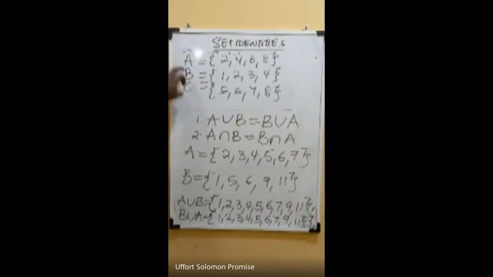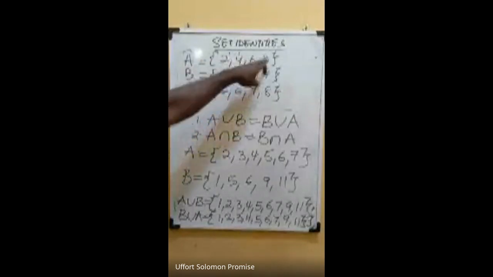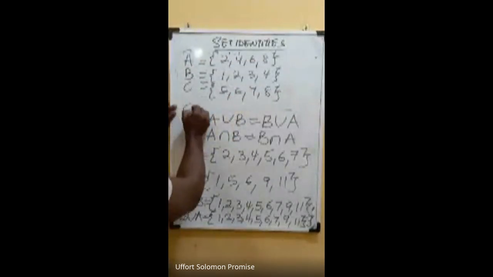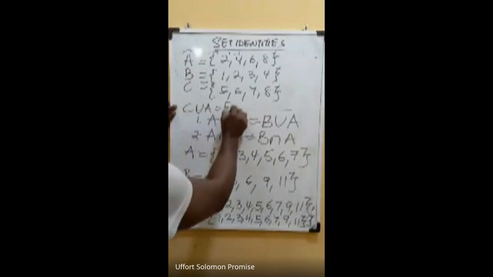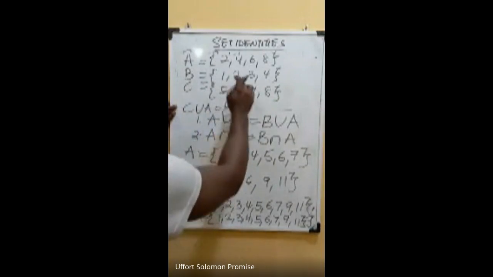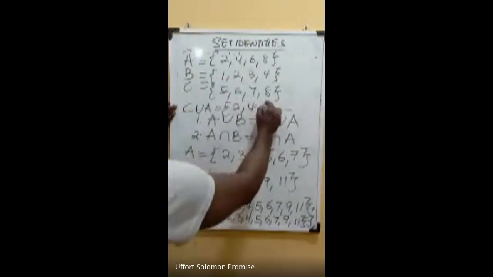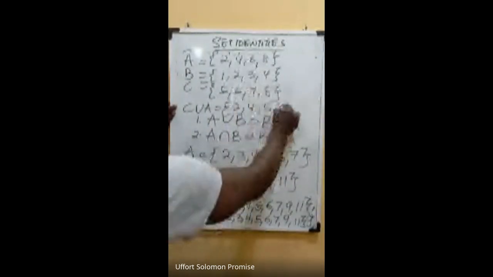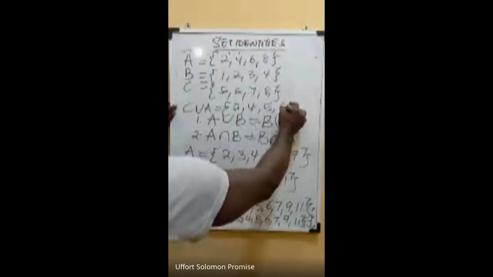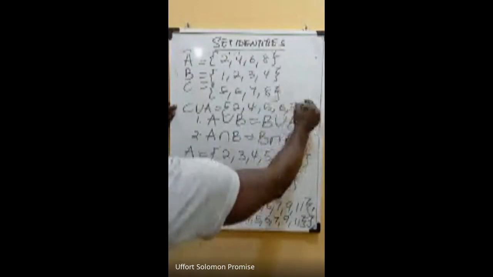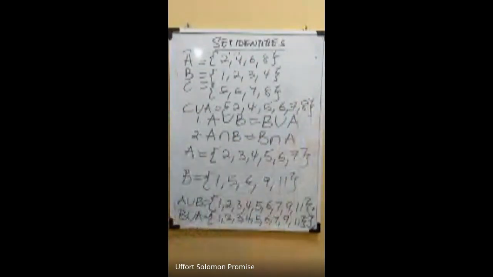C union A is just everything here together with everything here. C union A means 2, 4, 5, 6, and 8. Do you understand? So C union A is actually what? You look at it here, we have 2, then you come there, we have 4, then what goes next is 5. Then 6 is repeated, you write 6. What goes next is 7. What goes next is 8. 8 is repeated, you just put 8. Just the same thing with what you did now.